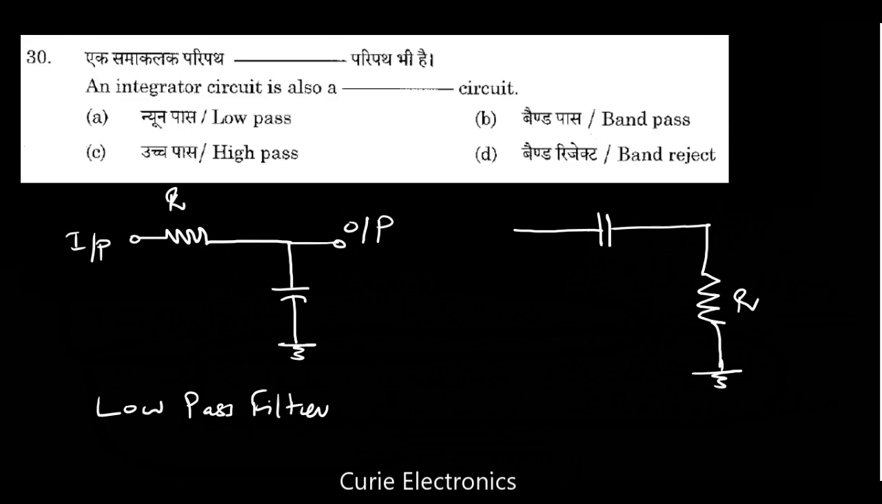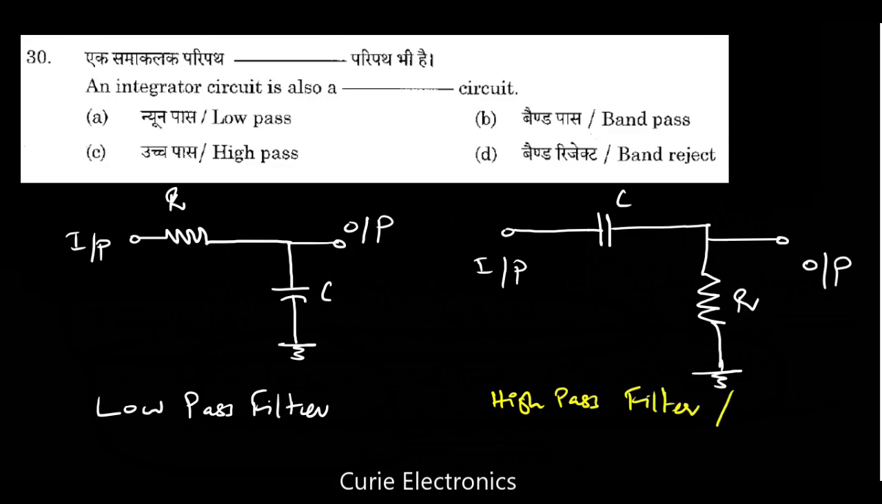Here we are applying the input, and here we are taking the output with respect to ground. So this is a high pass circuit, a high pass filter or differentiator. So the answer for this question is that an integrator is also a low pass circuit. Option A is the right answer.